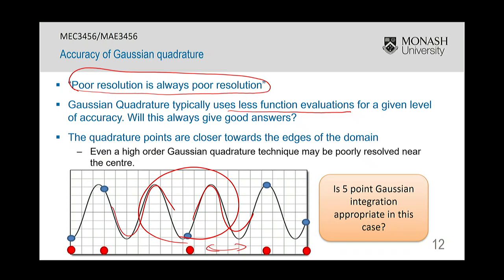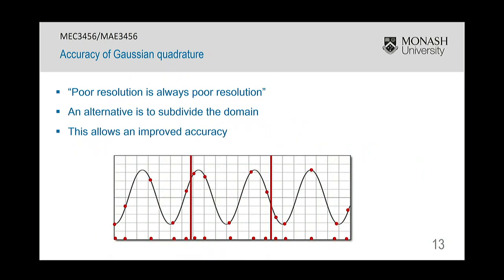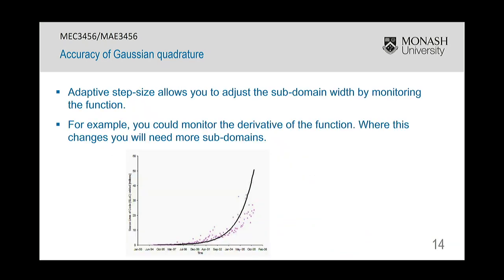So even a higher order Gaussian quadrature technique for this example may be poorly resolved near the centre. So we're not necessarily going to get good results unless we're resolving the features in our function that we're trying to integrate. So you've always got to remember that. An alternative is to subdivide our domain. So instead of using one domain for this, we divide it into 3 domains. We then use 5-point quadrature on each of the subdomains, and we can see now we're actually starting to pick up more and more of the features. So we would expect this to give quite a reasonable result.